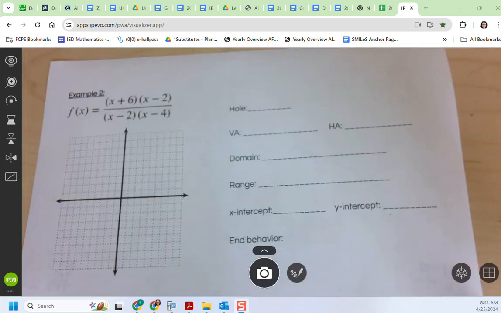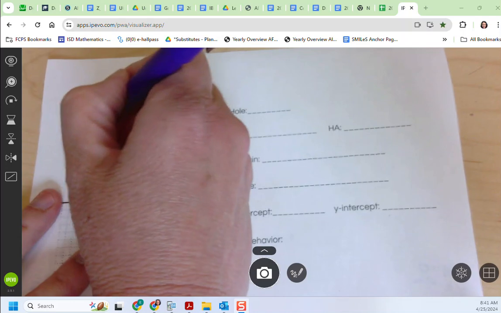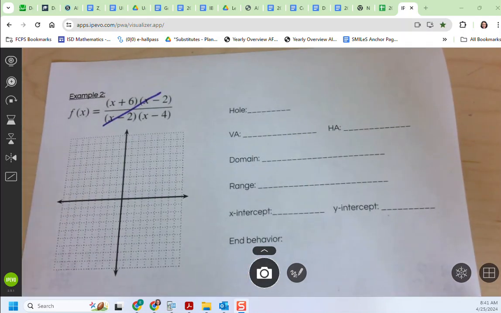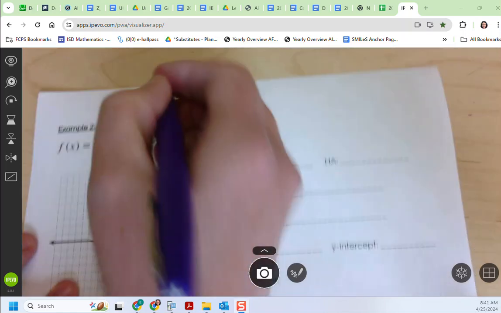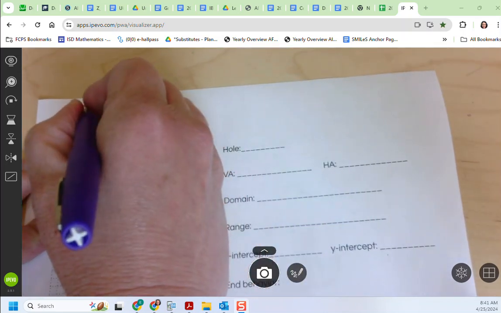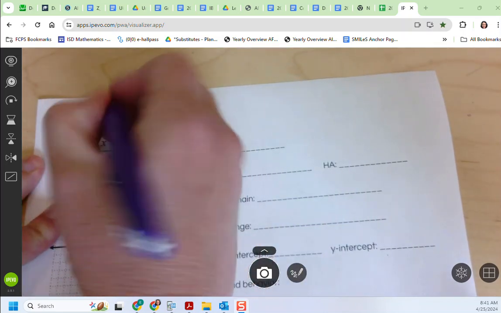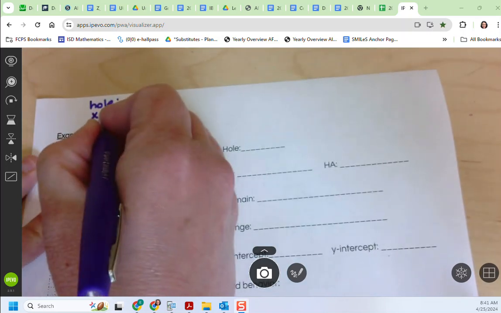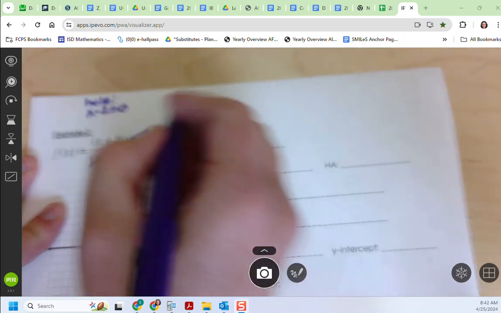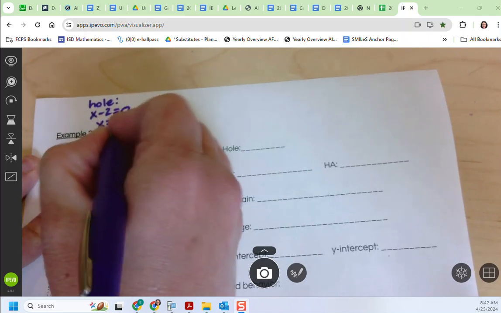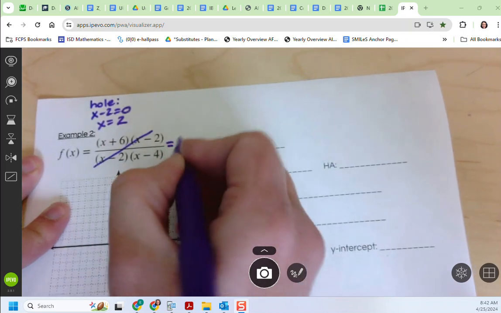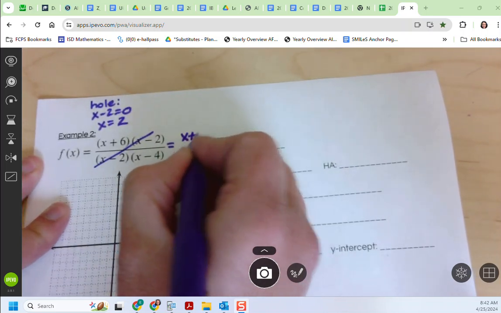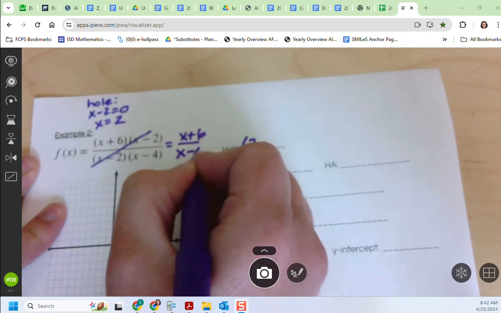Okay, so this time it was factored for you, and you canceled out the x minus 2. And then to create the hole, you set which factor equal to 0? The x minus 2. There's not a whole lot of space, so I'm just kind of using all the space I have. I did x minus 2 equals 0. And then that got me x equals 2. And that's the x coordinate of my hole. Let me write my reduced function here. x plus 6 over x minus 4.